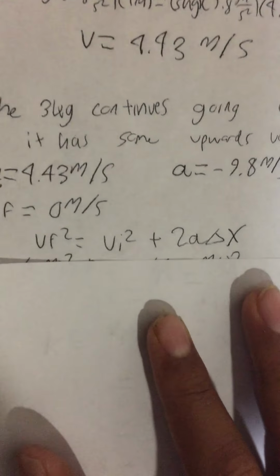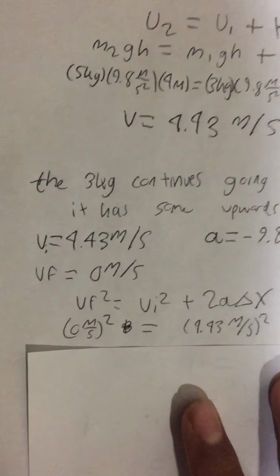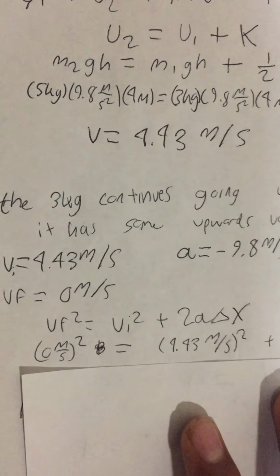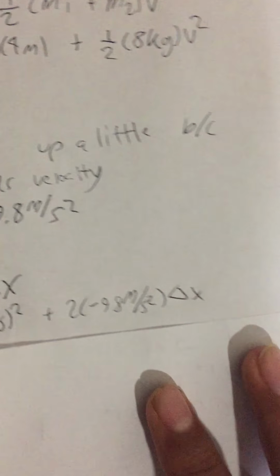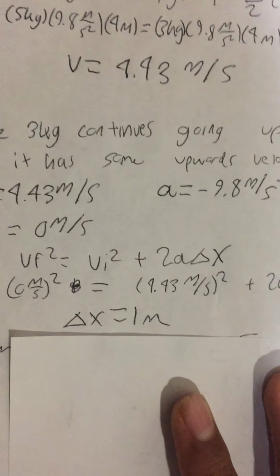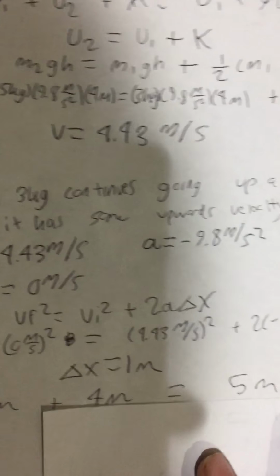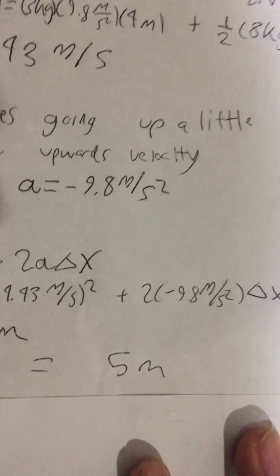So using one of our kinematics equations, vf squared equals v squared plus 2a delta x. You plug everything in, and then you simply solve for delta x equals 1 meter. Well, that's the change in x from that 4 meter mark to how high it goes. So we need to add the 4 meters. Then we get an answer of 5 meters for B.